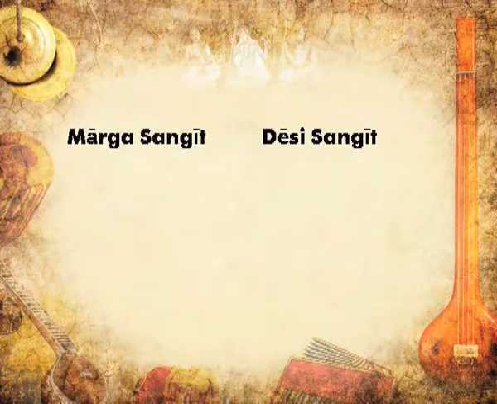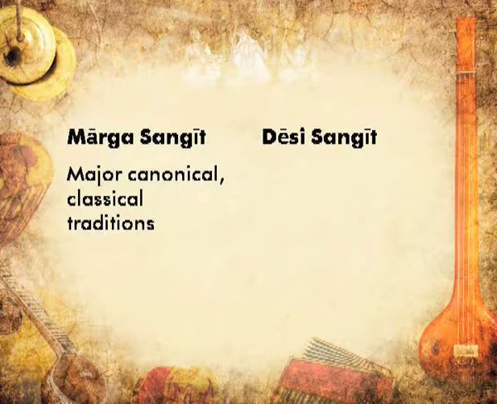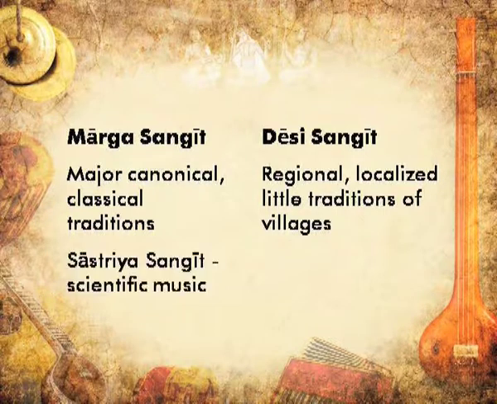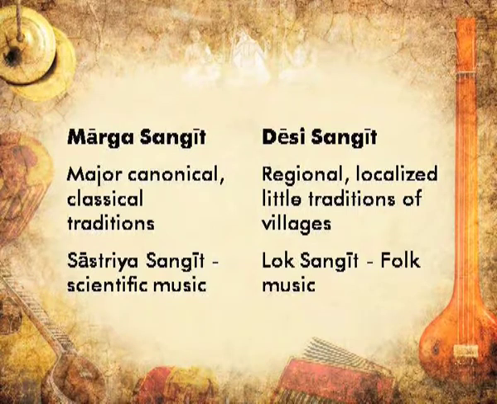Today, Marga and Desi Sangeet are rather interpreted differently in common usage. Marga Sangeet is taken to mean the major canonical classical traditions, and Desi Sangeet has come to mean all regional, localized, villages' little traditions. Marga and Desi are roughly equivalent to the more common terms Shastriya Sangeet or scientific music and Lok Sangeet or folk music.